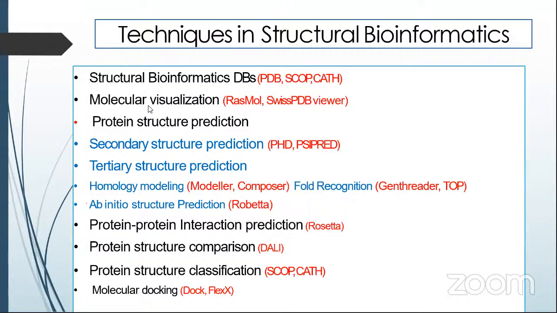If you are interested in molecular visualization, you can use RasMol or the Swiss PDB Viewer. These are the different databases and tools out there. For protein structure prediction, I have told you that it is done in the form of secondary structure prediction and tertiary structure prediction. For secondary structure prediction, different tools are available. Tertiary structure prediction you can do with the Swiss Model server or Modeller, and you can also do homology modeling.